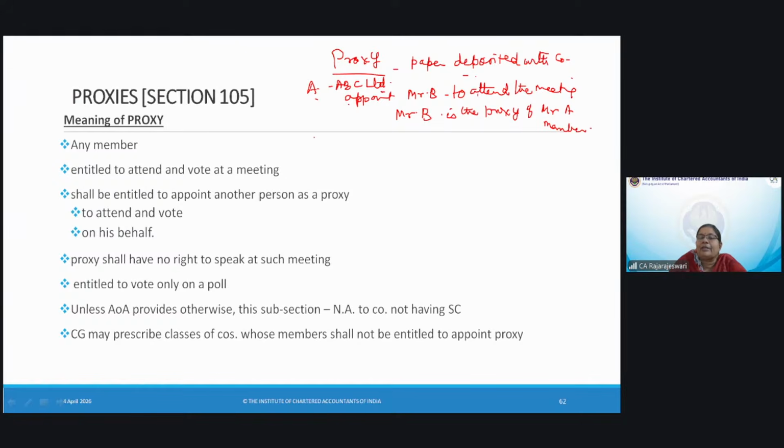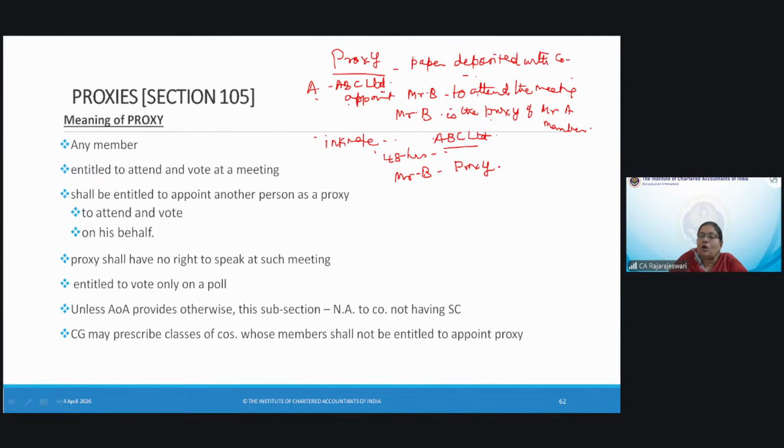So, if the member is not able to attend the meeting personally, then he can appoint some other person to attend on his behalf. For that, he has to intimate, no? See, the company will not know his intention. So he has to give notice to ABC Limited. This proxy form should be deposited 48 hours before the meeting. So Mr. B is the proxy. What are his rights? What can he do? All those details we will see. So this is the proxy.